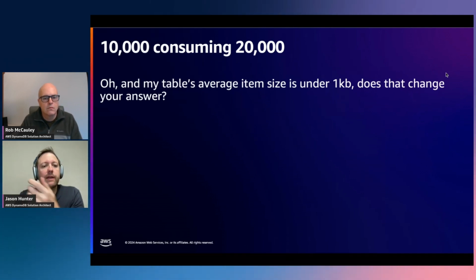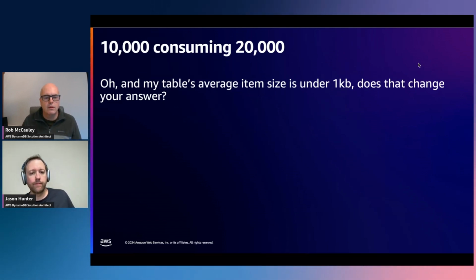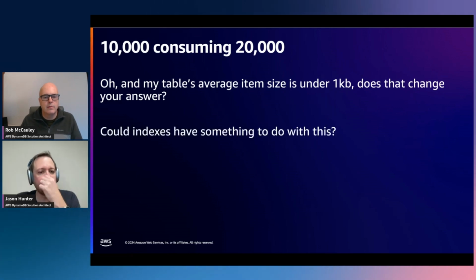So what's interesting is that you think it's a GSI, but a GSI, a global secondary index, consumes from a different capacity bucket than the base table. This is 20,000 against the base table. So what could be doing that? How about the local secondary index? That's part of the base table, isn't it? That's it. Could indexes have something to do with this?